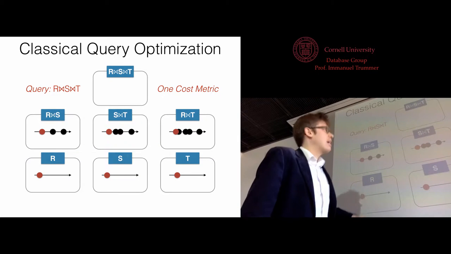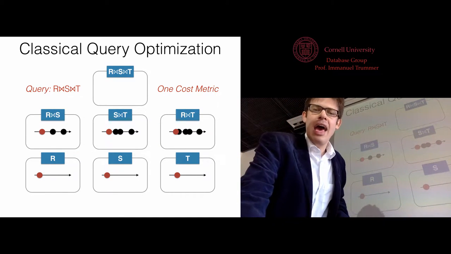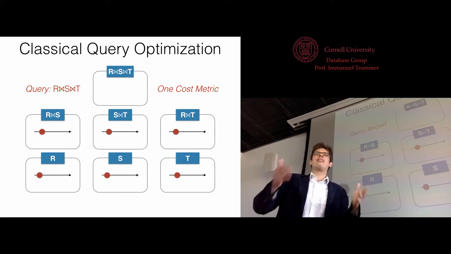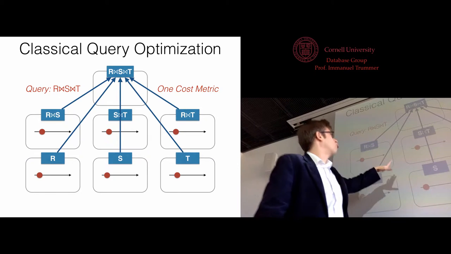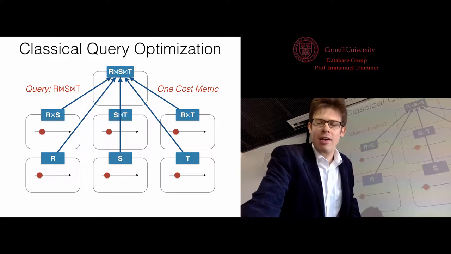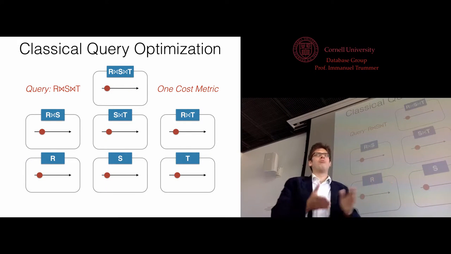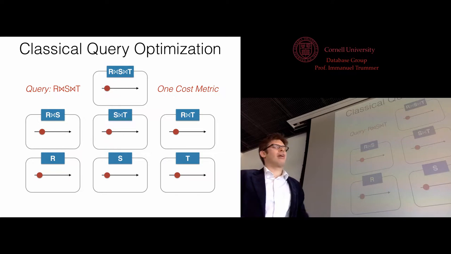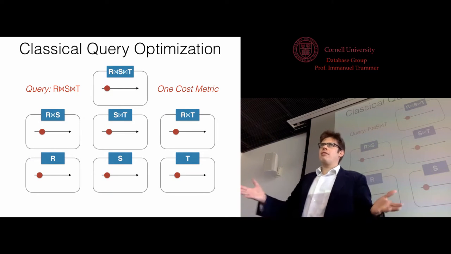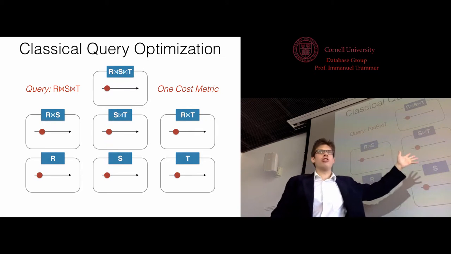And then again, it compares those different plans according to the execution time and discards all plans except for the optimal plans. Until finally, we combine those results in order to create plans for the entire query, and there we again prune out suboptimal plans and finally obtain the optimal query plan for the entire query. Now, this is the algorithm for classical query optimization with one cost metric.